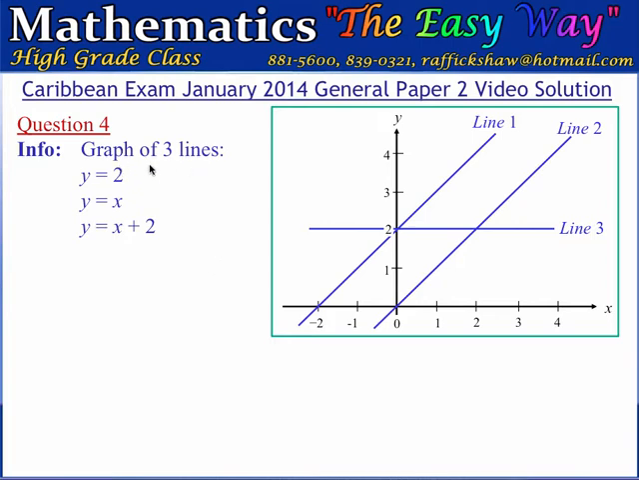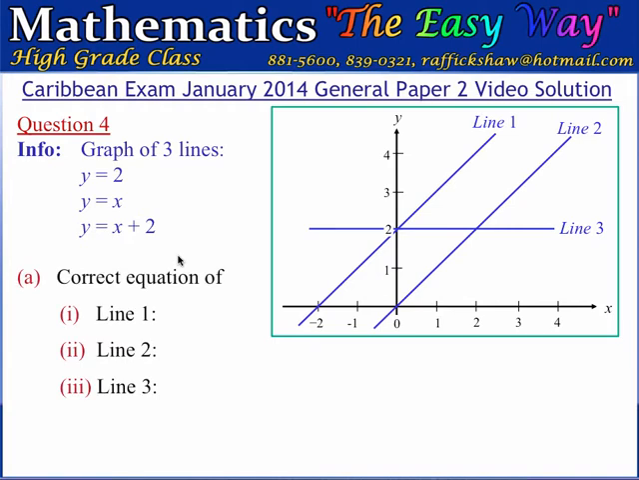And we are told that the equations of the 3 lines are y equals 2, y equals x, and y equals x plus 2. And the first part of the question wants us to correctly identify the equation of line 1, the equation of line 2, and the equation of line 3.